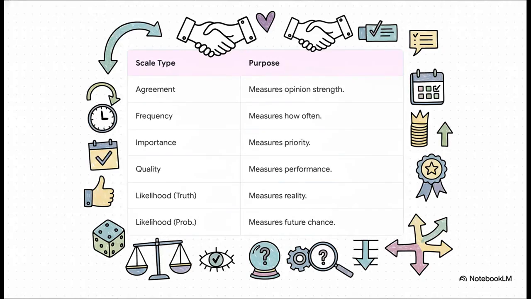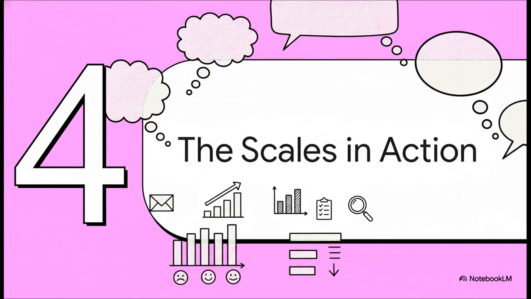So let's just pull back for a second and look at the whole toolkit all at once. You've got 6 different scales, and each one is a specialized tool for a specific job. You've got agreement, frequency, importance, quality, and then the 2 types of likelihood, one for what's true right now and one for what's likely to happen tomorrow. Okay, that's a lot of theory, but theory is one thing, right? Let's actually see how these work in the real world.